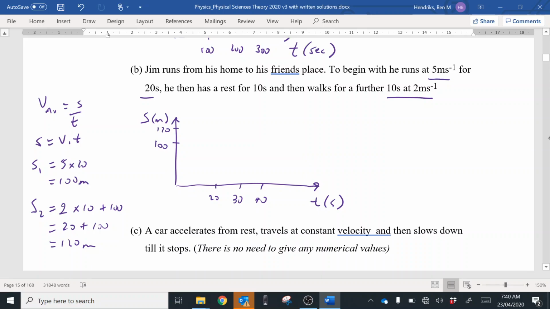And at 20 seconds we've gone from 0 to 100 metres. We've had a rest until 30 seconds, and then he's decided, I've got a little bit more energy, I can waddle off now, for 120 metres after 40 seconds. Okay. Good.